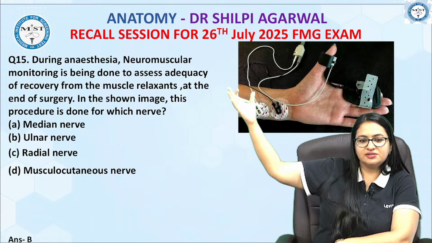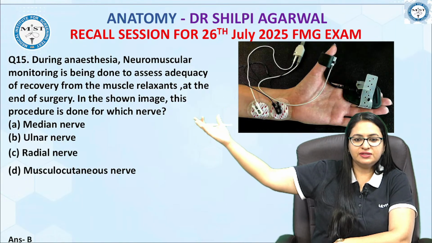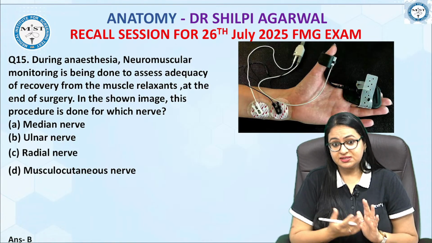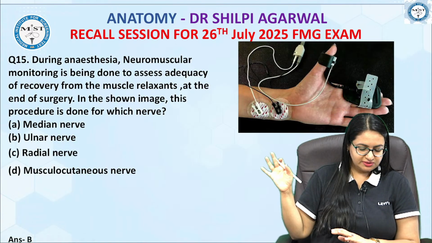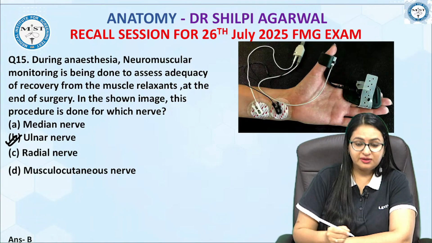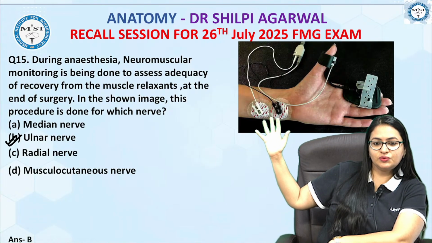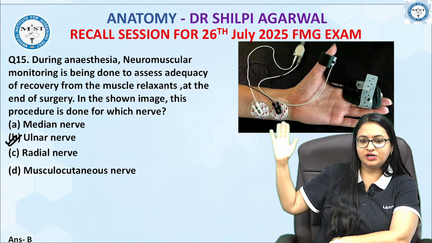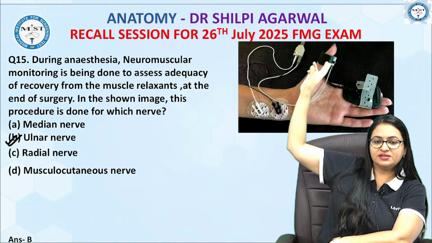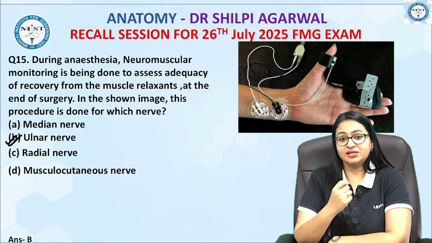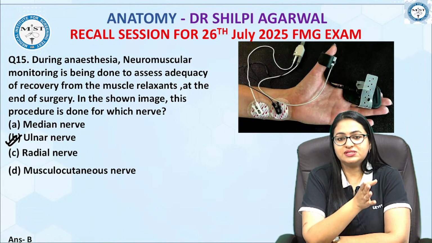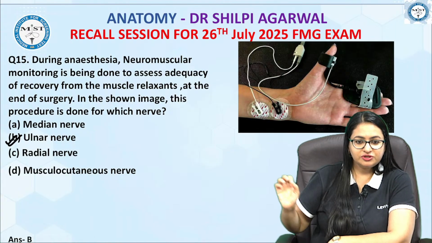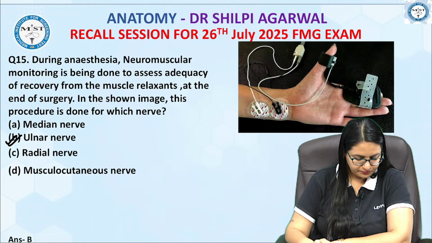So this procedure is usually done during anesthesia, and in the image they have given, they ask which nerve we are assessing here. When you see this image, the answer is the ulnar nerve. The electrodes are put towards the medial side, which is the location for the ulnar nerve. They are assessing the thumb because the ulnar nerve supplies one muscle of the thumb, the adductor pollicis. So they are trying to assess the adductor pollicis, and the answer is the ulnar nerve.